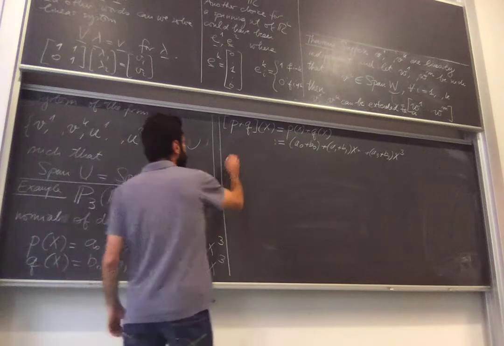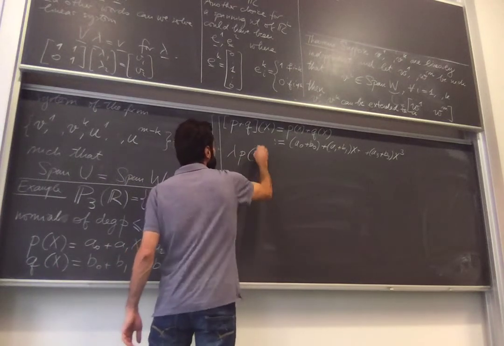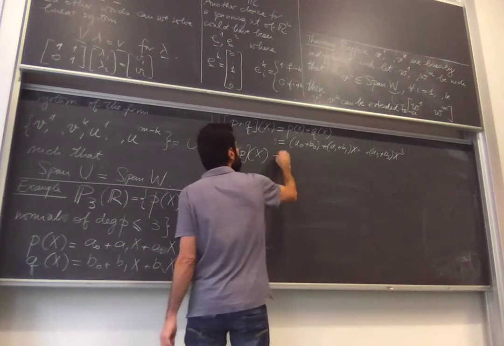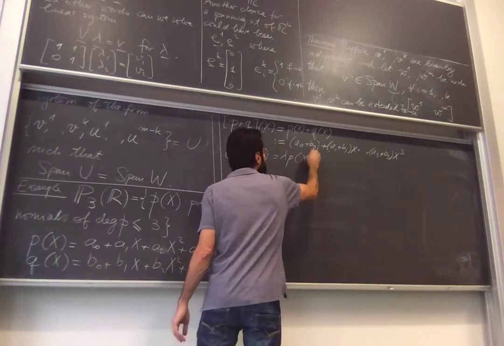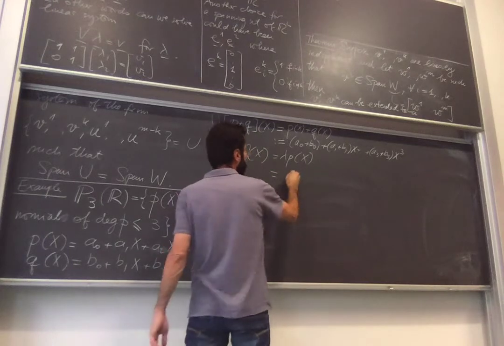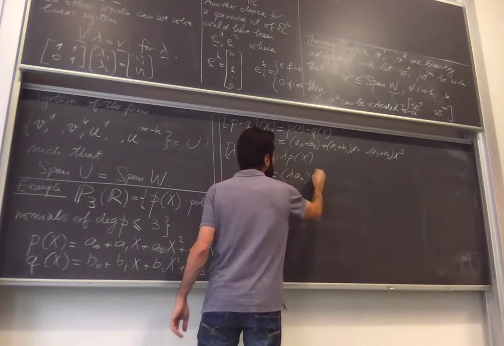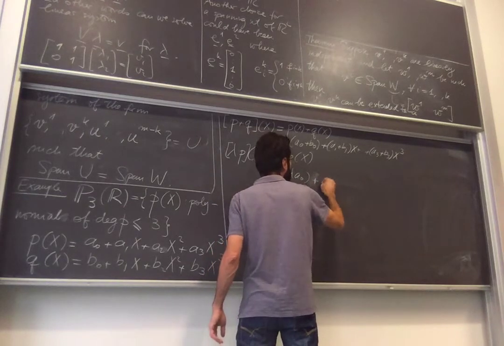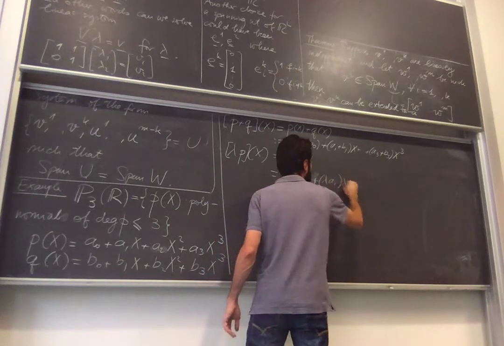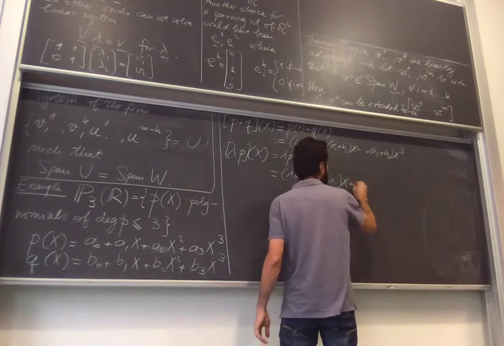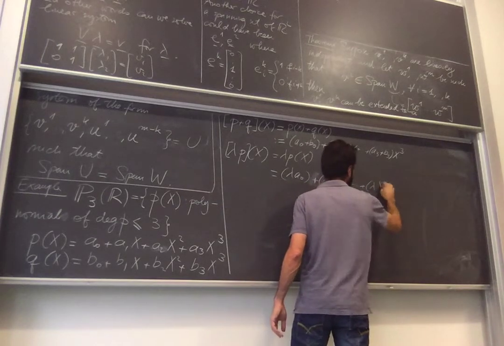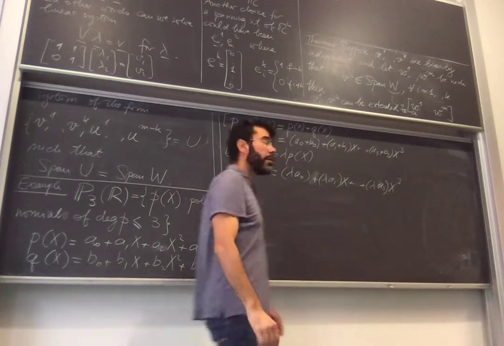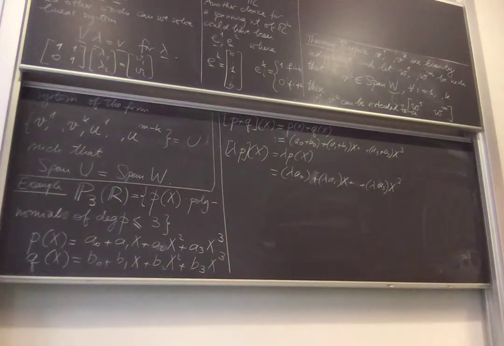So can you do lambda p, also sometimes written as (lambda p)(x)? What is this? This is simply lambda a0 plus lambda a1 x to the power 1, up to lambda a3 x to the power 3.